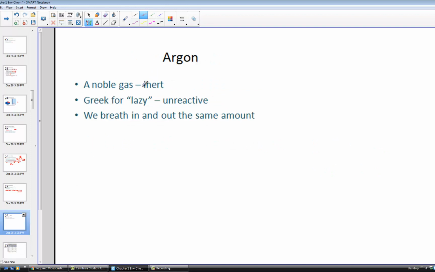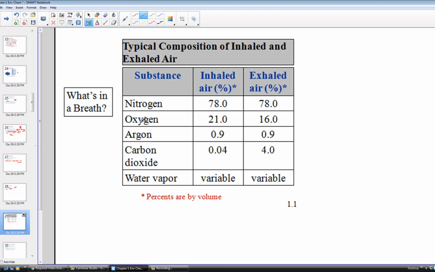Argon is a component of air, and argon is inert. Inert means that it does not react. Inert means lazy, which means unreactive. All of the noble gases, which live in group 8A on our periodic table, the last column, are known as the noble gases. They are highly unreactive. So again, we breathe it in and we breathe the same thing right out. No metabolism of argon. So when we inhale and exhale air, just to remind ourselves what's in a breath, nitrogen, 78%. In and out, not used chemically.